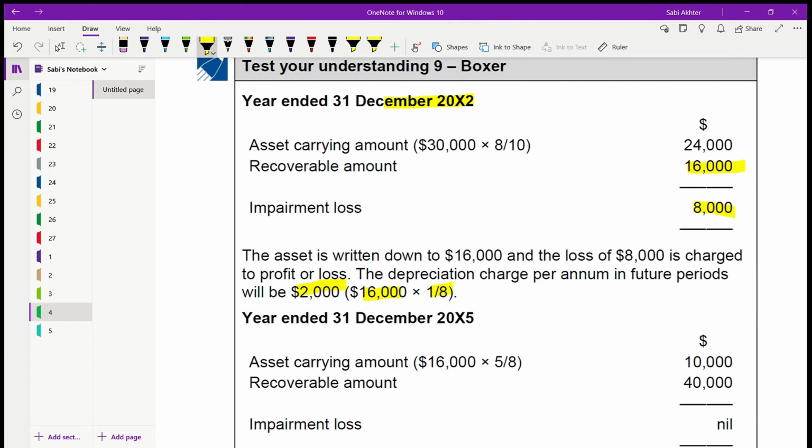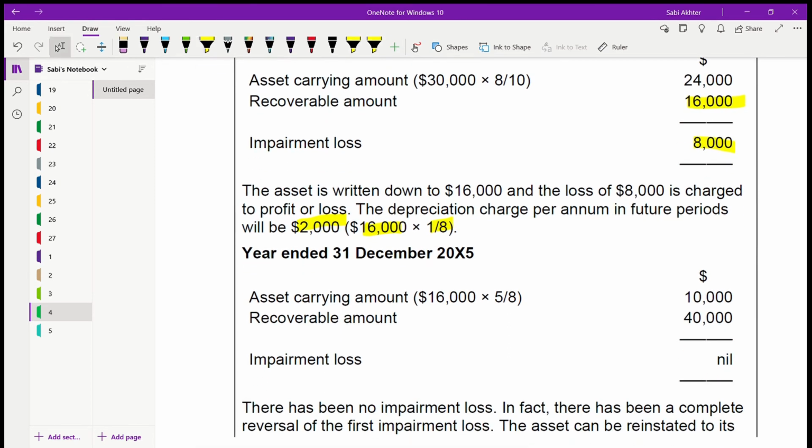It will be 8 years on 31st December 2002. Okay, now what about year end 31st December 2005? When is it reversed? So it's 5 over 8, because 3 years went by from 31st December 2002 to 31st December 2005. So 5 over 8 into 16,000. That means 3 years depreciation you need to deduct from the 16,000 and you will be getting 10,000.